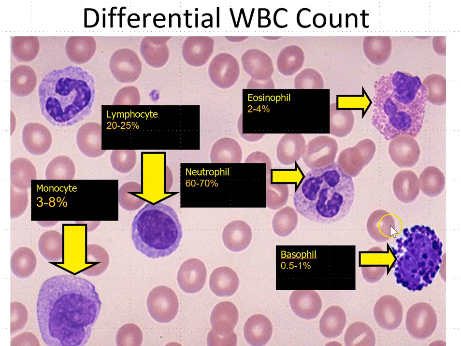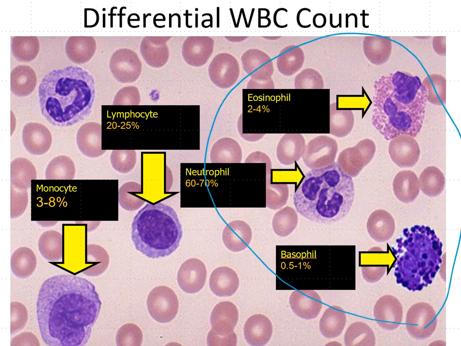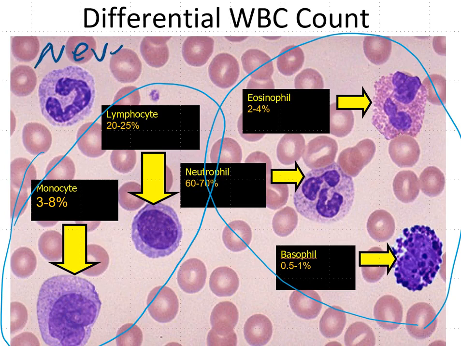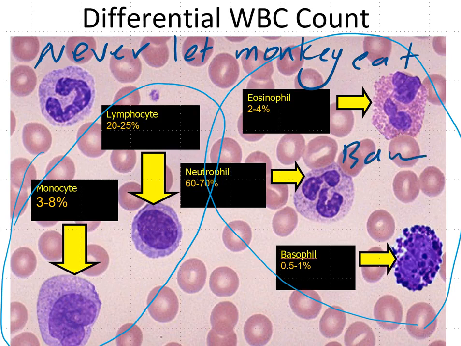As you can see in this slide, we have 5 different types of leukocytes: neutrophil, eosinophil, basophil, lymphocyte, and monocyte. The eosinophil, neutrophil, and basophil are in the category of granulocytes, and these two, lymphocyte and monocyte, are the agranulocytes. So they say: never let monkey eat banana. N stands for neutrophils.